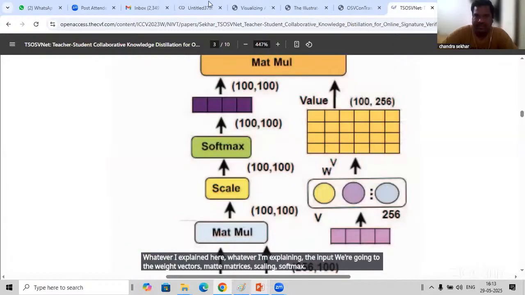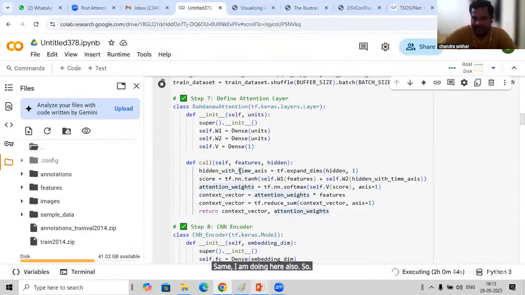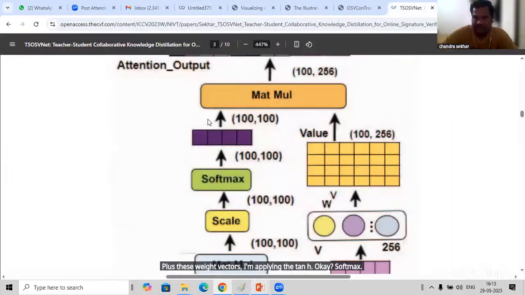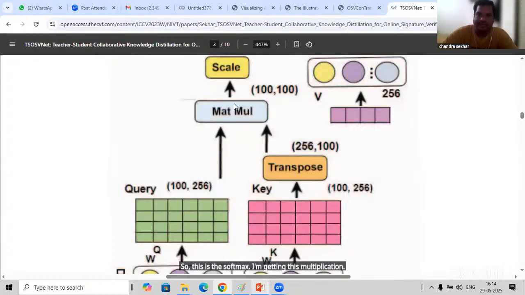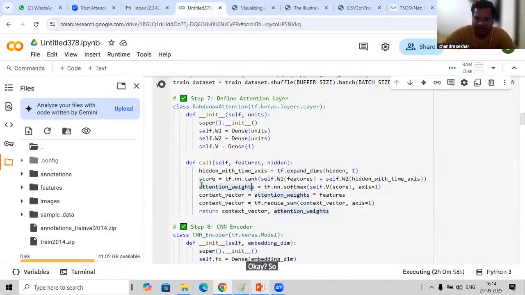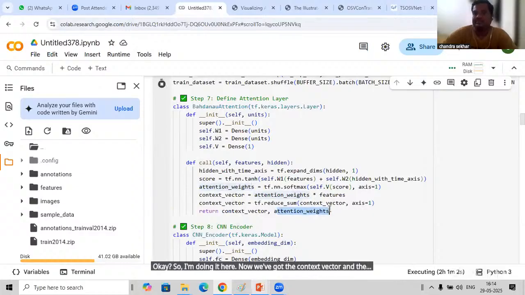am doing here also. So that input I have taken. So weight vectors plus this weight vectors, I am applying the tanh. Okay, softmax. So this is the softmax. I am getting this multiplication. Okay, so I am doing it here. Now I got the context vector and the attention weights.